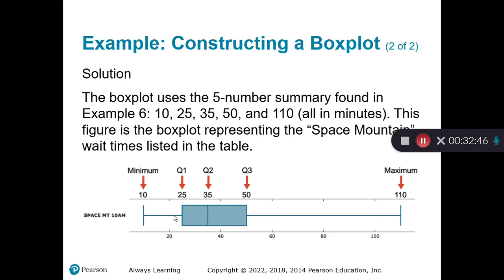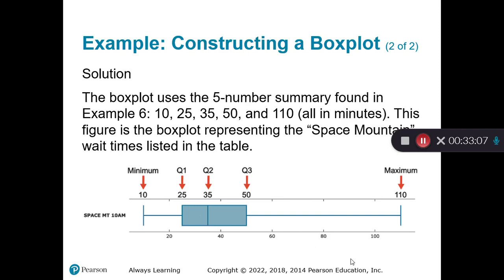Finally, we're going to draw these arms that extend out to where the minimum value would be. Notice that that's where the 10 would be on the number line. Put a little bar there, and then we're going to extend an arm all the way to the right to that maximum value of 110. So what you see here in blue, that is our box plot.